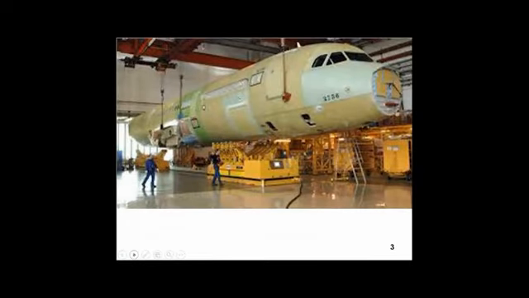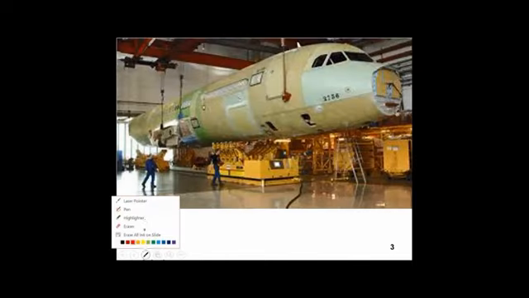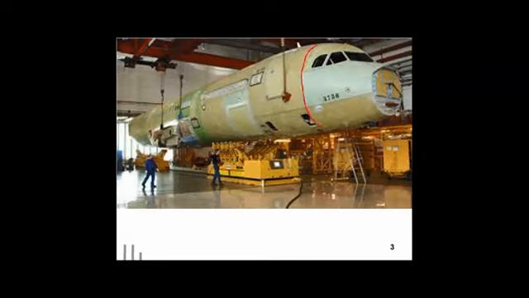Here is a fuselage. You notice it doesn't have the wings, the landing gear, the vertical stabilizer, the horizontal stabilizer. It doesn't have the empennage. It's just the fuselage. And of course, you can see here the cabin. If I was going to draw the cabin cutoff here, the cockpit would be here forward, and the cabin would be there aft.